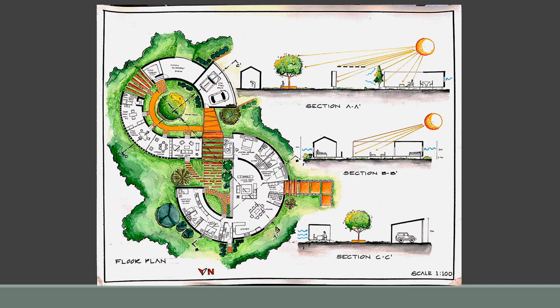Now coming to the sections. The first section is AA, which is the whole diagonal one. The first part is the yoga room, and then there's a tree with the courtyard. You can see the sun passing in through the glass room, and how the wind passes. And these are the other sections.